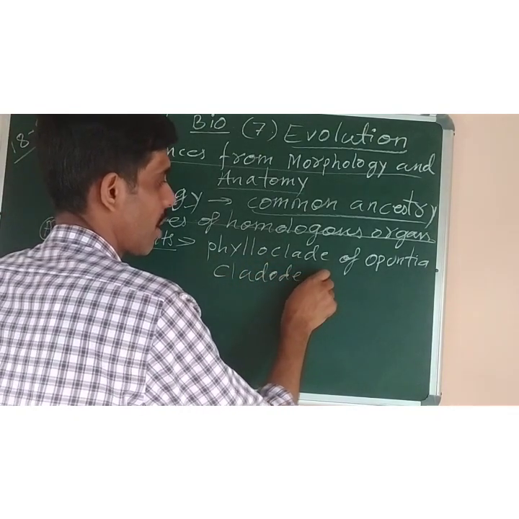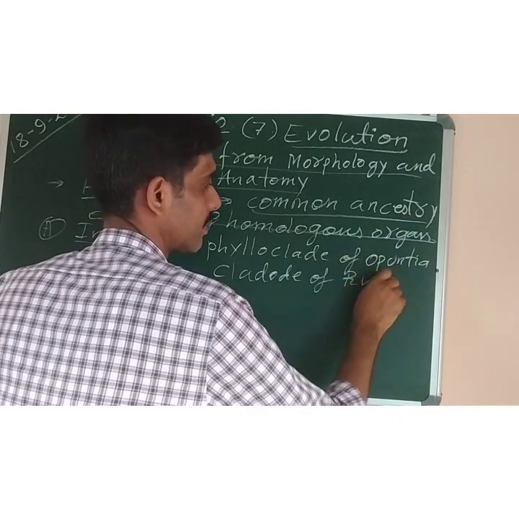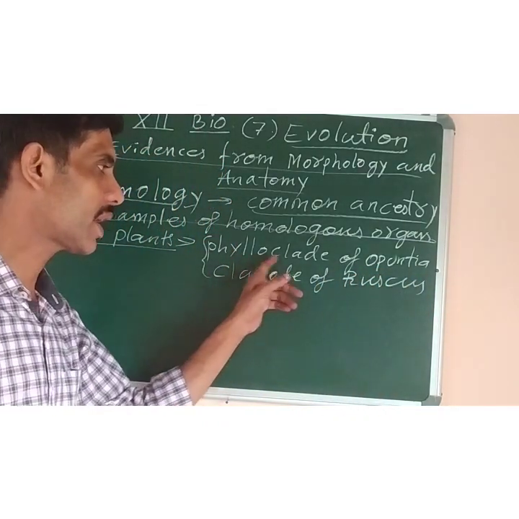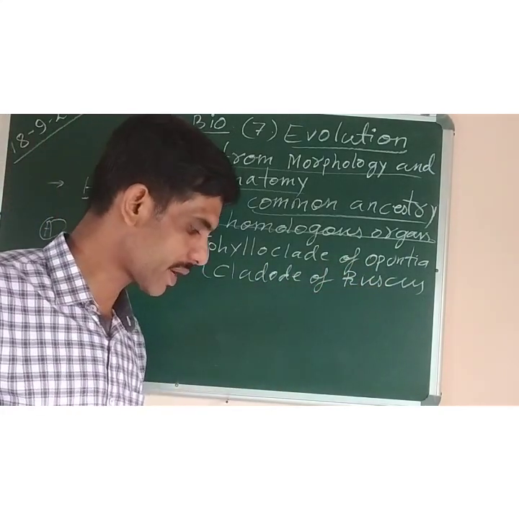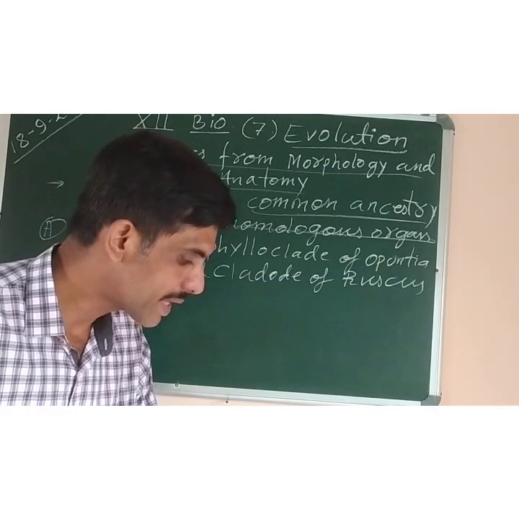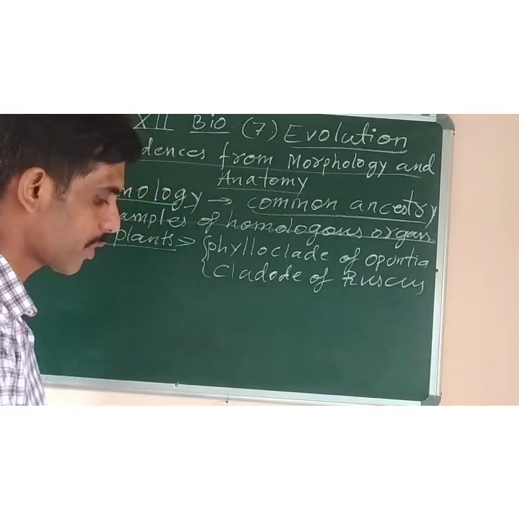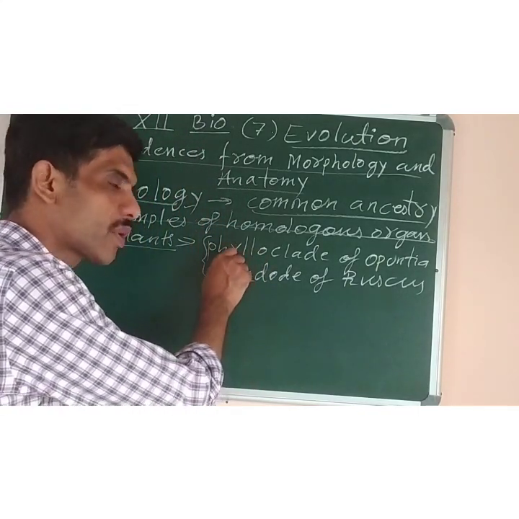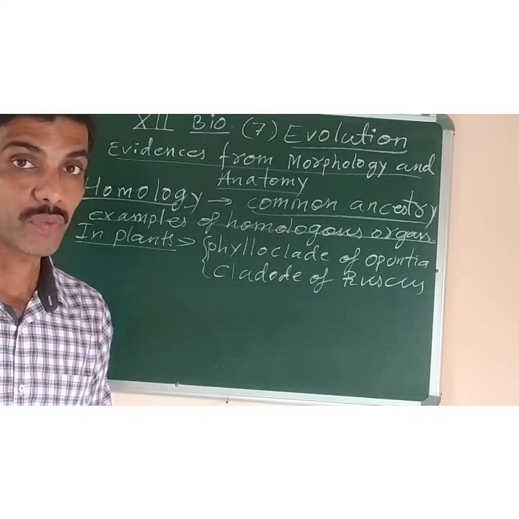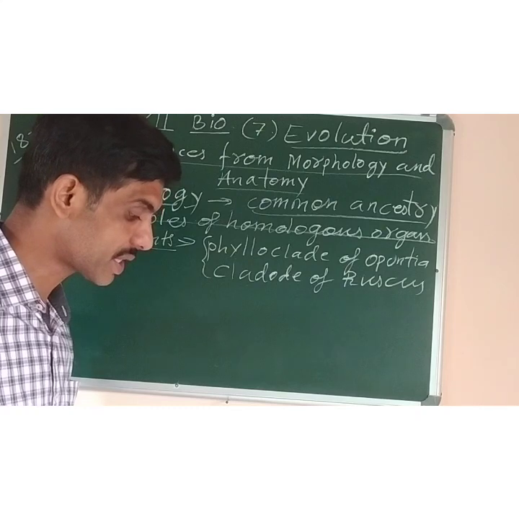Cladode of Ruscus. So these 2 show the homologous organs. Phylloclade of Opuntia and cladode of Ruscus plants, they are homologous and both are modified stems to perform the function of photosynthesis. So what is phylloclade and what is cladode? Both of them are modifications of stem which carry out the process of photosynthesis.